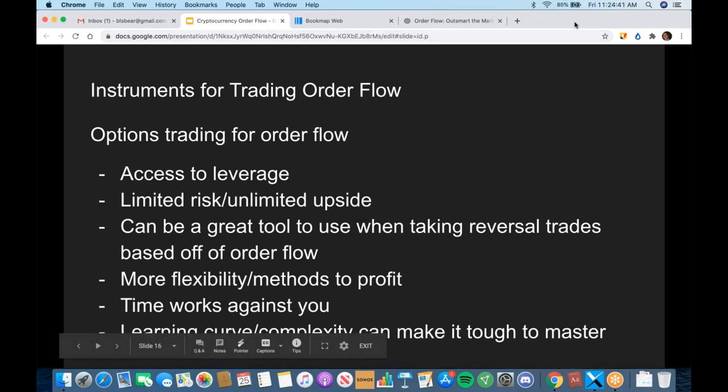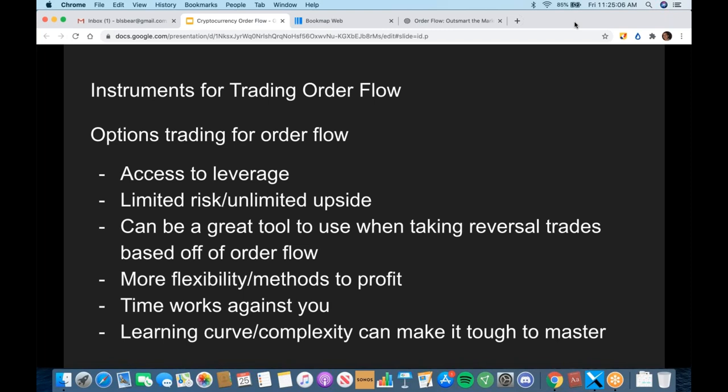Options. Options trading is a little bit more complex. It involves buying and selling calls and puts. So let's go over this and why would we want to use this for order flow? This gives you access to leverage. It allows you to limit your risk and get unlimited upside if you buy a call or buy a put. This is the most important part here: it can be a really good tool to use when taking reversal trades based off of order flow.